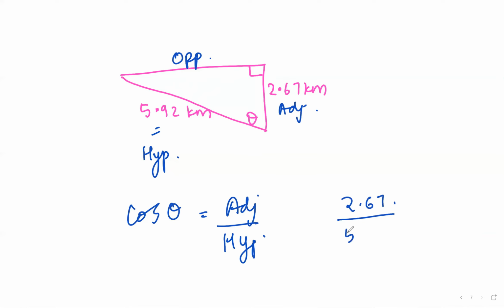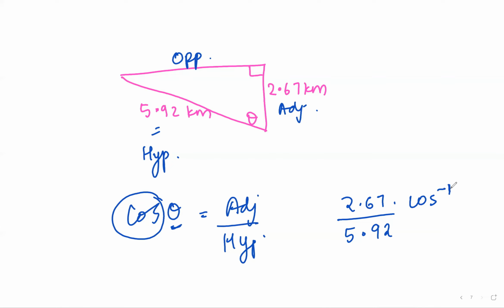Now, I have adjacent, which is 2.67. Sorry, I have hypotenuse, which is 5.92. And I want to find this theta. So in order to find this theta, I will take cos to the other side. So it will become what? Cos -1, right? Cos exponent -1. So just take 2.67. Let's take cos -1 on the calculator first: shift, press cos, and you will get -1.